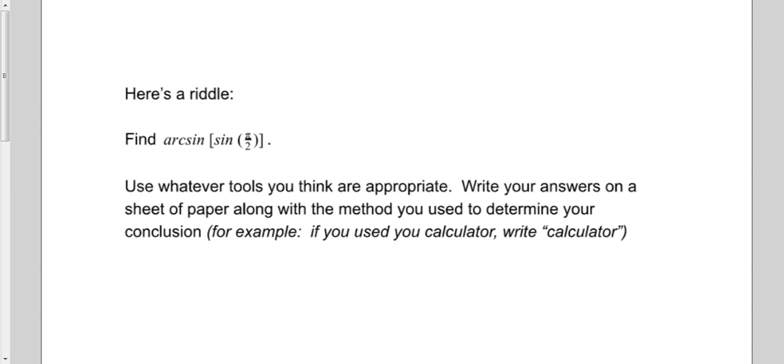Now, use whatever tools are appropriate, whether it's your noodle, unit circle, or your calculator. So tell me what the arc sine of the sine of pi over 2 is. Write it down on a sheet of paper. Why do you say that, Logan? What's your reasoning? They're inverse functions. So what does an inverse function do? They undo the original function.